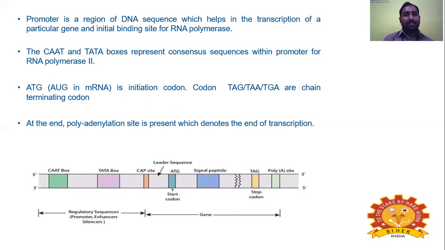And also, as I said, the starting codon, that is the ATG, is the mRNA initiation codon, and you have the other codons like termination codons, TAG or TAA or TGA. At last, you will have the polyadenylation site. So this site will represent the end of the transcription mechanism.